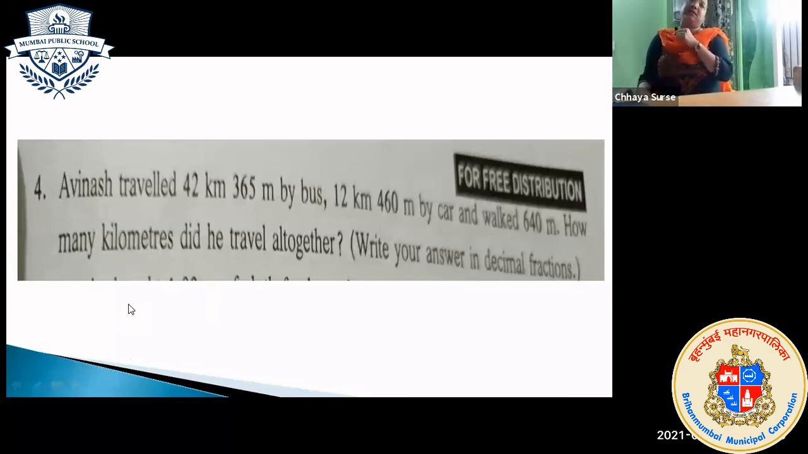Now the next is a word problem. Avinash traveled 42 kilometers 365 meters by bus, 12 kilometers and 460 meters by car, and walked 640 meters. How many kilometers did he travel altogether? In the word problem, they have given the numbers as decimal fractions, so write your answer as a decimal fraction.